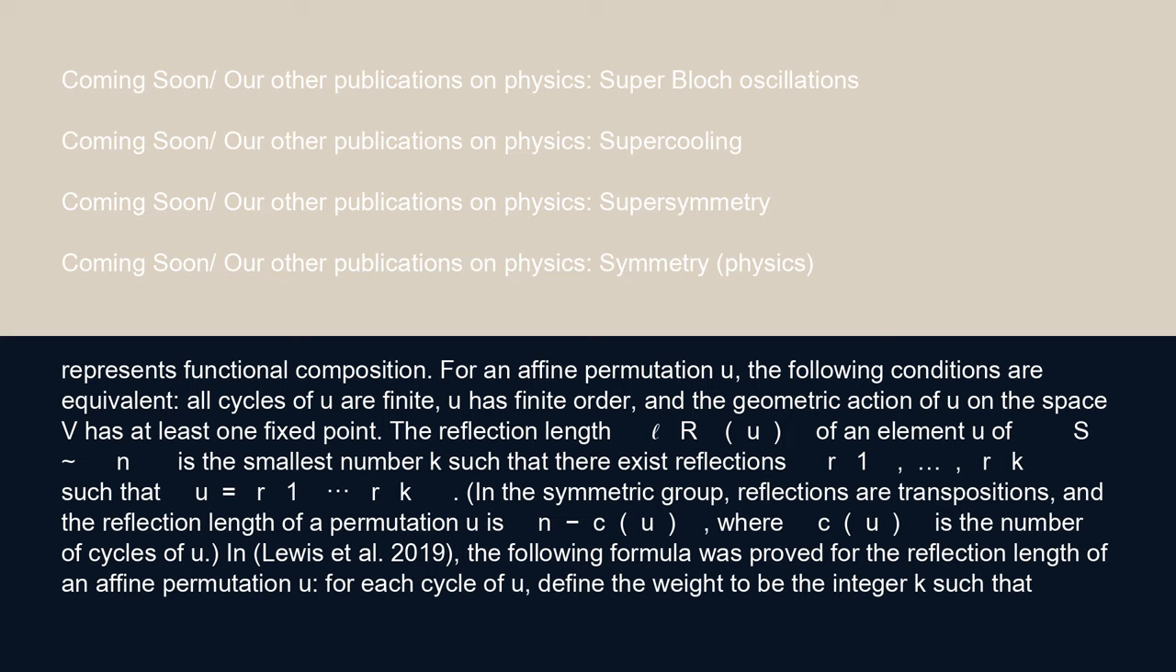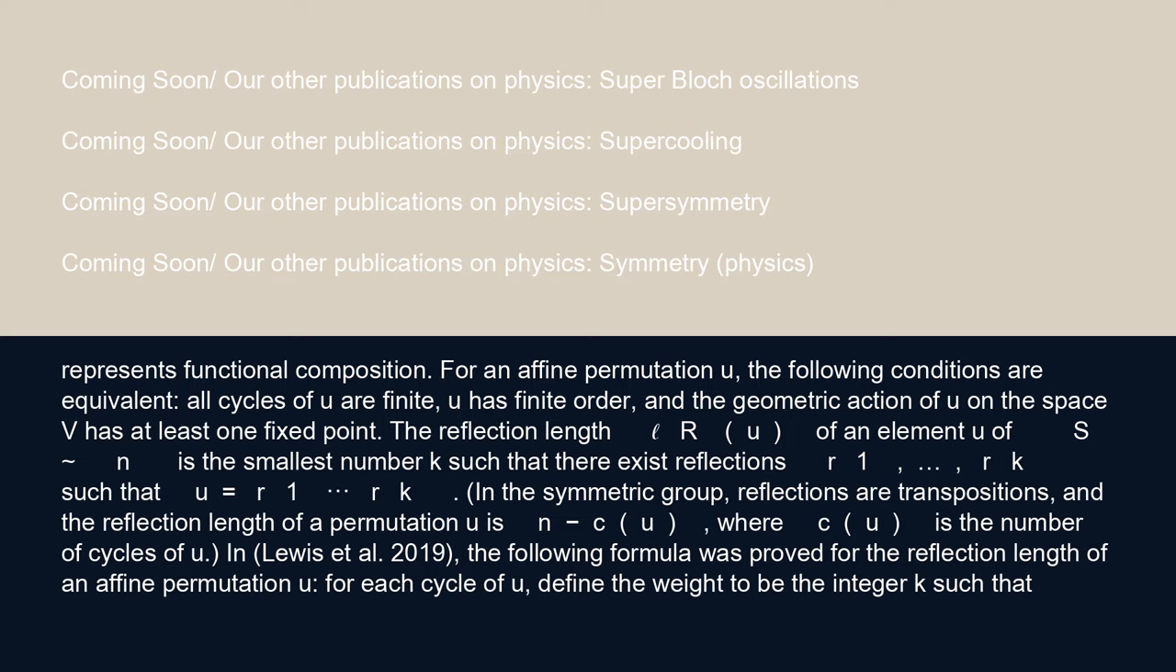The reflection length, R of U, of an element U of SN is the smallest number K such that there exist reflections R1, ..., RK such that U equals R1 ... RK. In the symmetric group, reflections are transpositions, and the reflection length of a permutation U is N minus c of U, where c of U is the number of cycles of U.